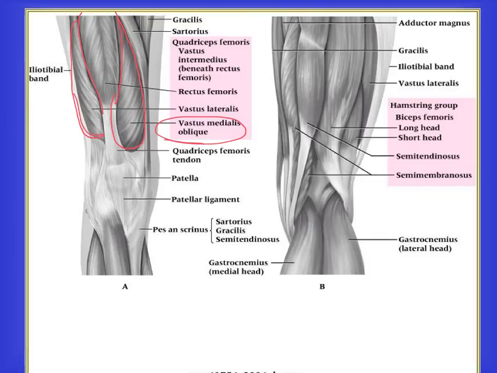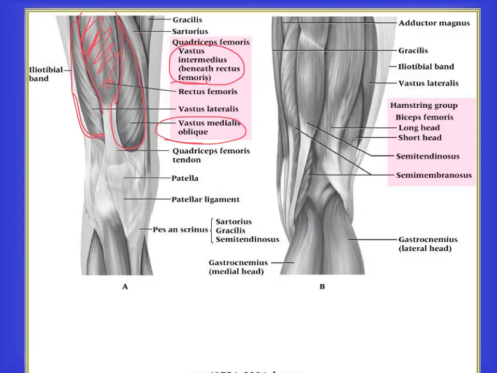And then very deep, if you were to dissect away the rectus femoris, you would find the vastus intermedius. Not injured very often, but if your patient comes in complaining of a deep-seated quad pain, then you might suspect the vastus intermedius. On the posterior aspect of the leg, you have the hamstring muscle groups.